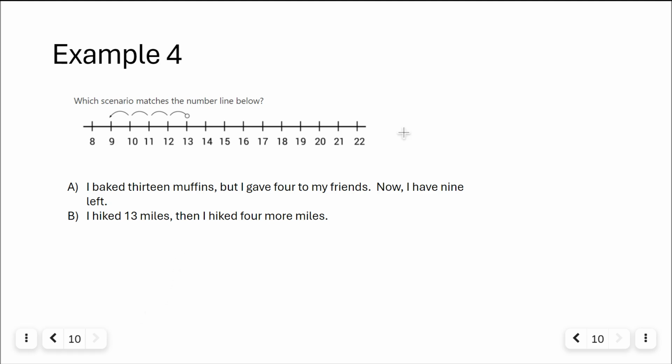And then finally, which scenario matches this number line? On the number line, it looks like we start on 13, and then we go backward to 9. So it looks like we subtracted 4, right? Looks like we did 13 minus 4. So I baked 13 muffins, but I gave 4 to my friend. Now I have 9 left. That looks pretty good. We'll read B just in case. I hiked 13 miles, and I hiked 4 more. No, that's going the wrong way. So it looks like my answer is A. I started with 13, but I gave 4 away. Now I have 9 left.